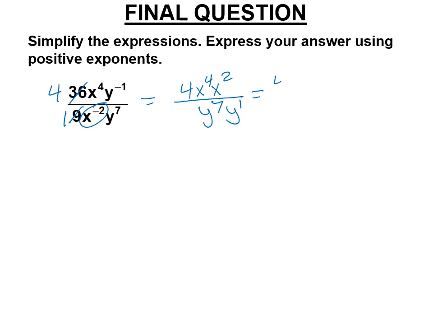Now we multiply. 4 x to the 4th times x squared, x to the 6th, y to the 7th times y, y to the 8th. That's what it simplifies to.